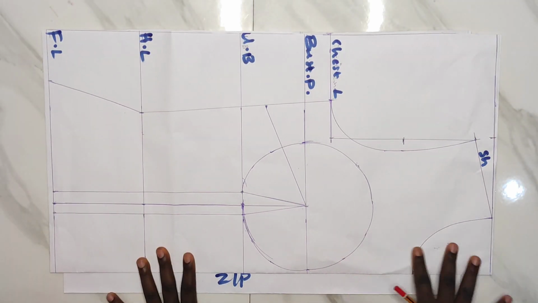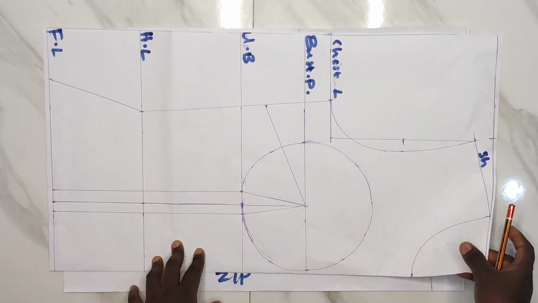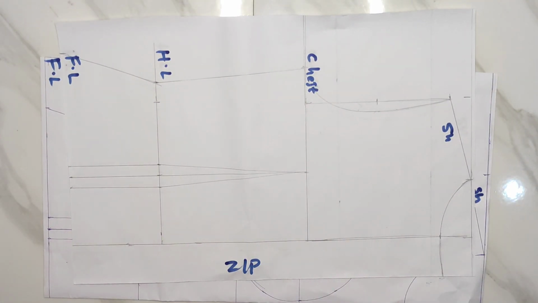Now today's video is on how to draft a full scale basic bodice pattern, and you can use this pattern for your bustiers, your armor princess dart, and also corsets.